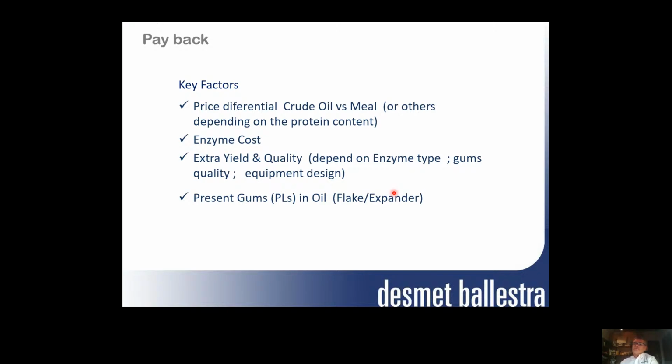So if we look at the payback, the key factors are the price differential, crude oil versus meal, naturally. We are gaining all the crude oil instead of selling it as meal. When we added the gums into the meal, we are recovering that part, even depending on the protein content. When you don't reach the protein content in the meal, you will be penalized with a lower price of the meal.